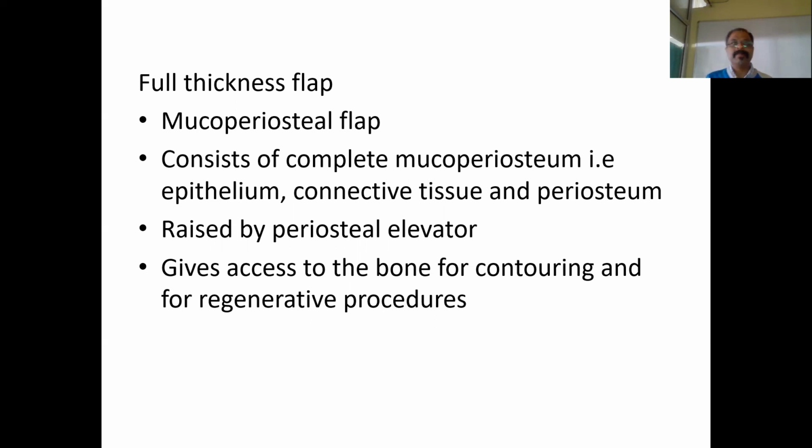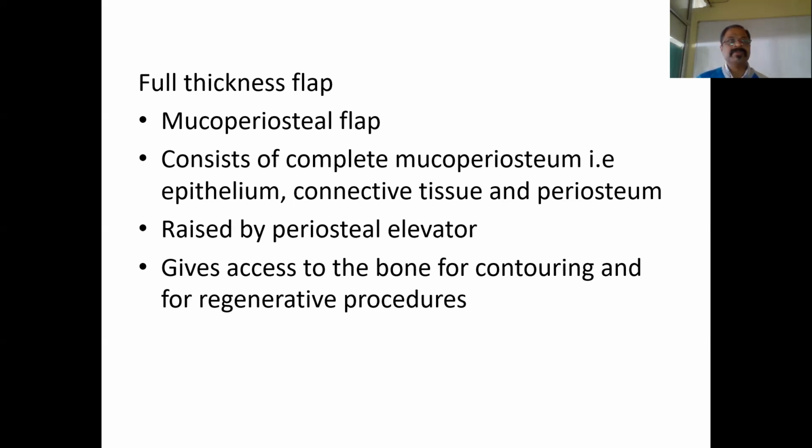So this flap is called a full thickness flap, right? It consists of epithelium, connective tissue, as well as the periosteum. Basically, once you give the incisions, you're going to reflect this flap by using various periosteal elevators. Okay. So what is the objective?